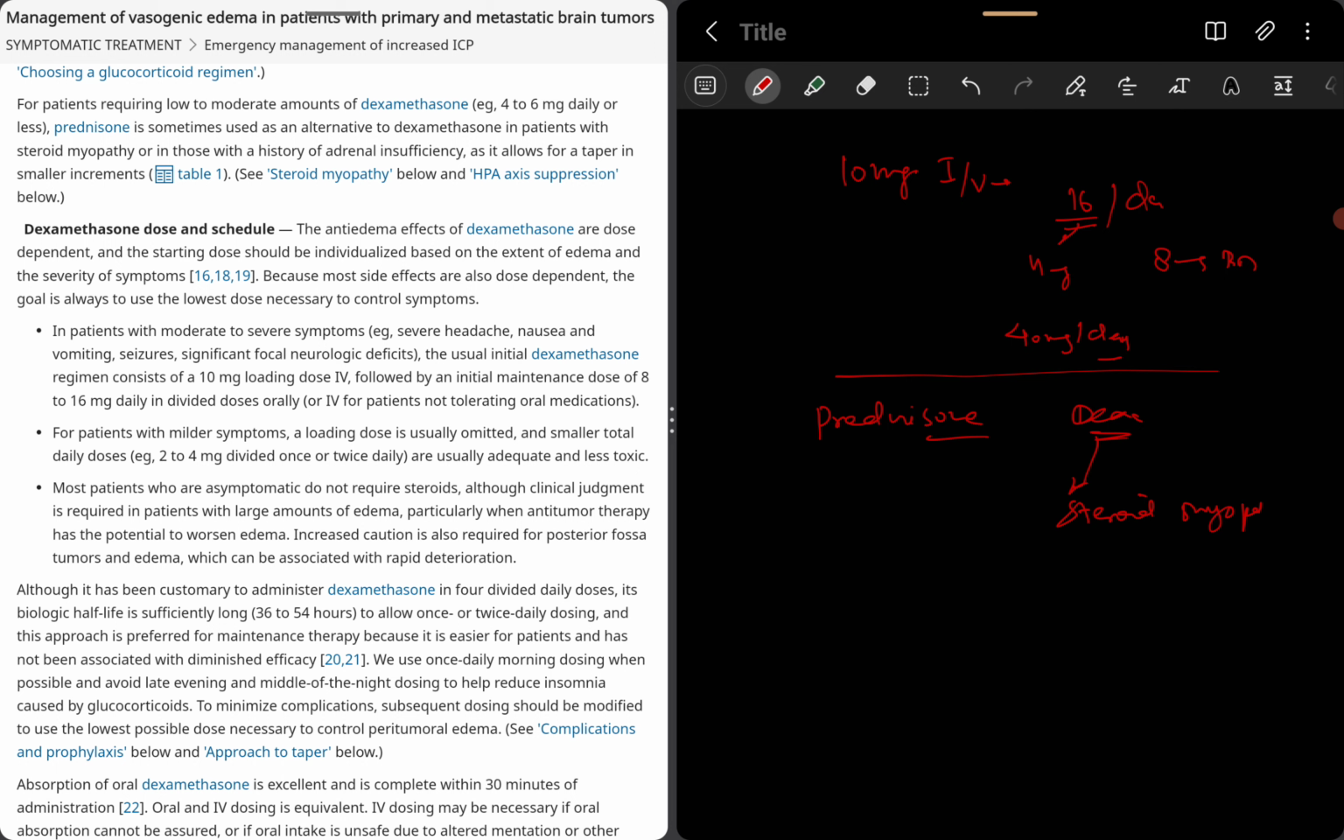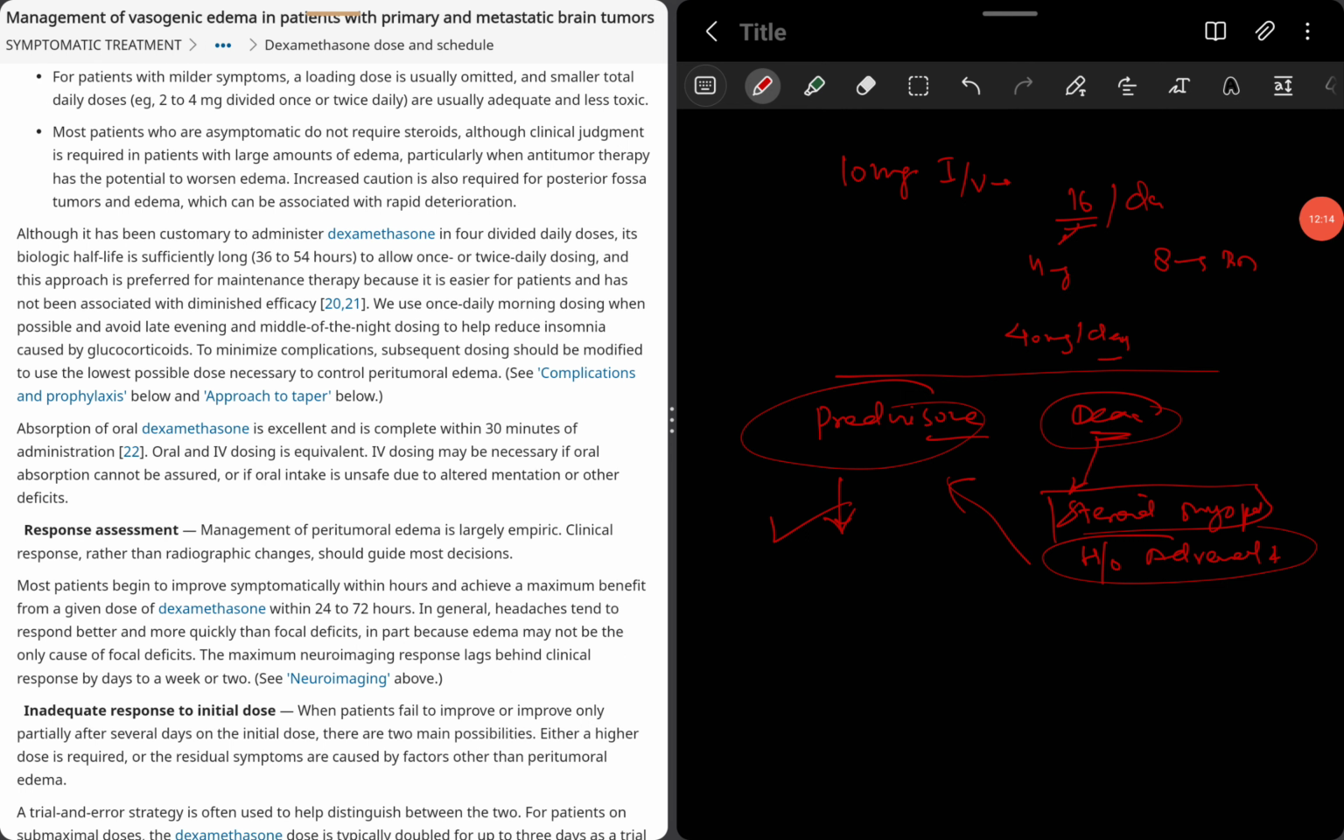Also, in a patient who has a history of adrenal insufficiency, you have to use prednisone. Why? Because prednisone has one quality: it allows you to taper it in small increments. That is the advantage of prednisone. So dexamethasone is contraindicated when the patient has steroid myopathy or a history of adrenal insufficiency. You use prednisone because it allows you to taper it in small increments.